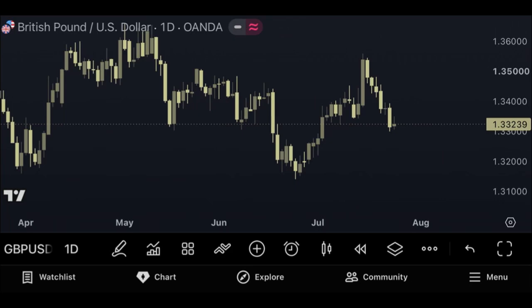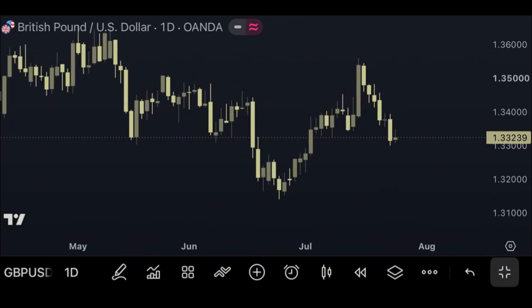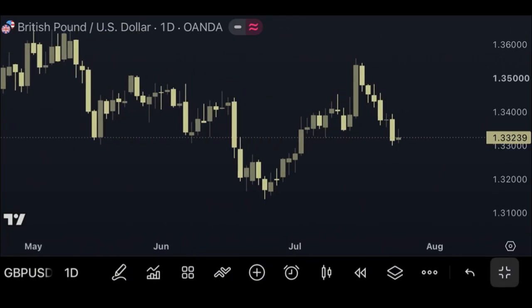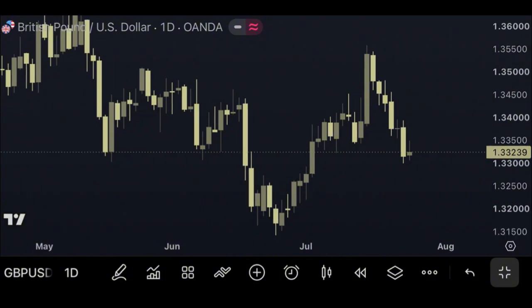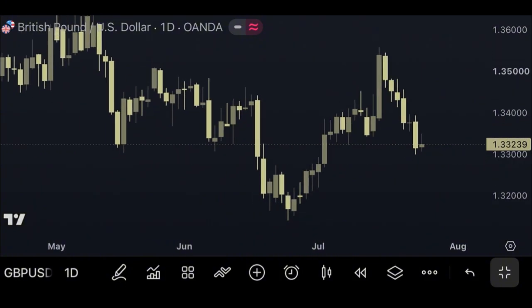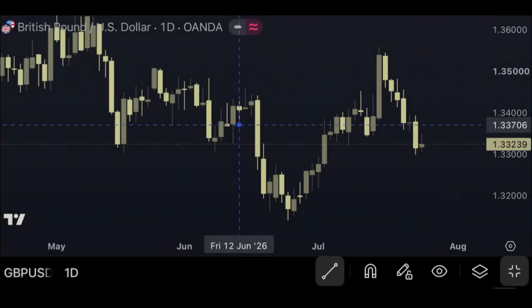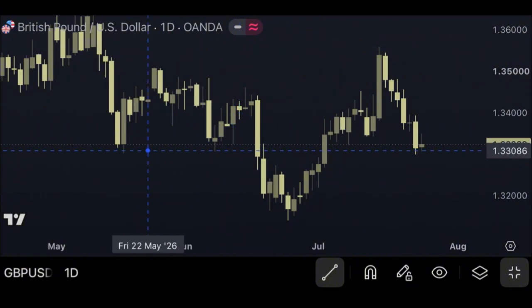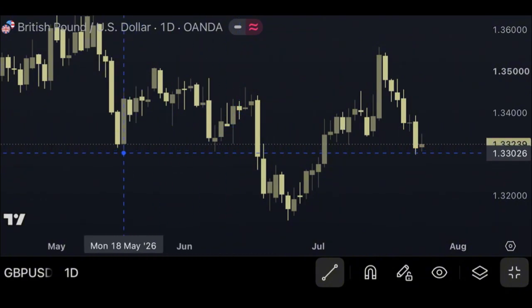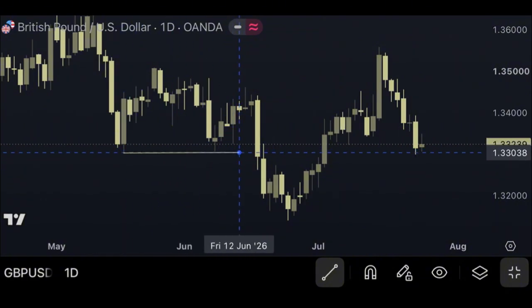Now this is GBP/USD on the daily time frame. Currently, as you can see on the daily time frame, we are in a bullish market. But before that, let's read the story to know how we are in a bullish market or in a bearish market. Now first of all, on this daily time frame, as you can see, price was in a downtrend before we invalidated this structure here.